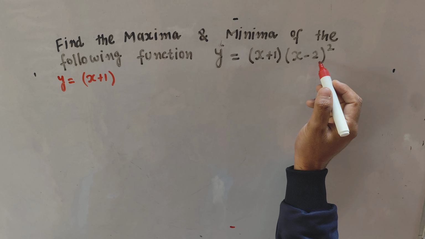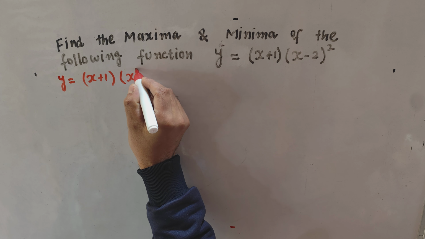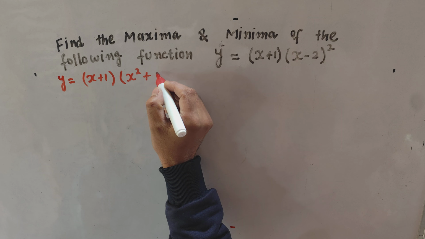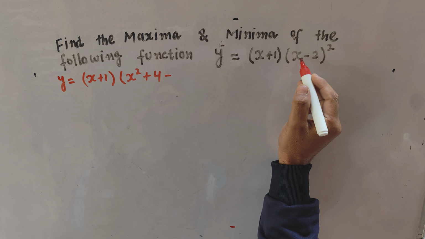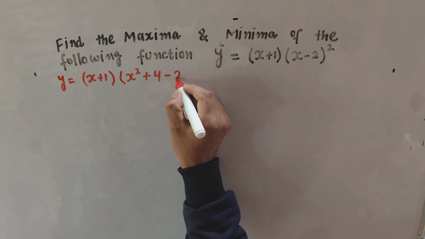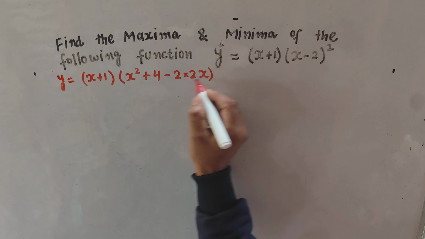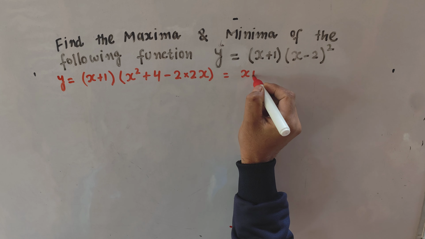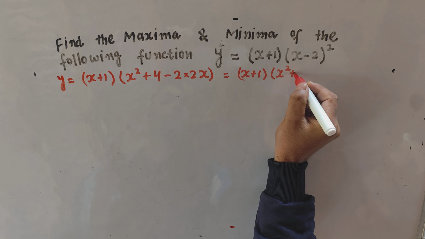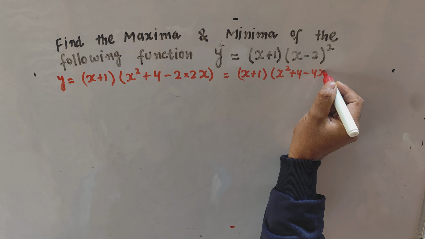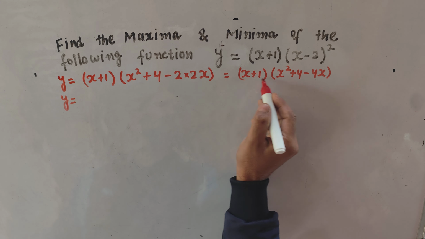This is (a minus b) whole square, which is equal to a square, which is x square, plus 2 square, which is 4, minus 2 into a into b, that is 2 into x into 2, so we get 4x. That comes out to be: we have (x plus 1) times (x square plus 4 minus 4x). Further solving this, y will be equal to, so let's multiply x first.